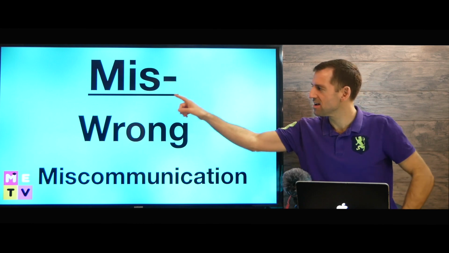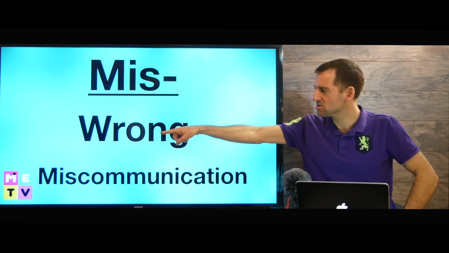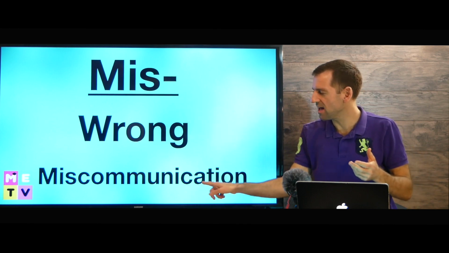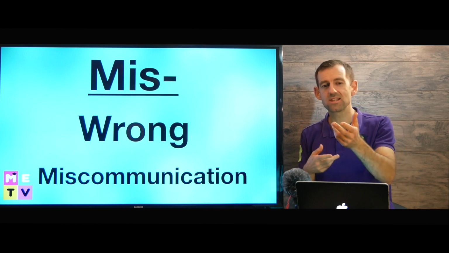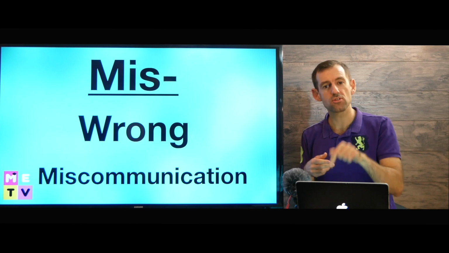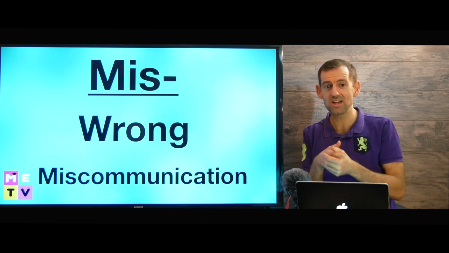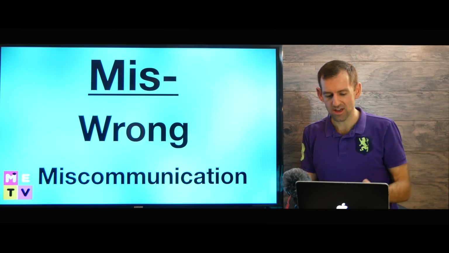Let's take a look at the prefix mis. So mis means wrong. Like this word here, miscommunication. If we had a miscommunication, let's say you came to my house on Thursday and I thought you were coming on Friday. That would be a miscommunication. We communicated something wrong.